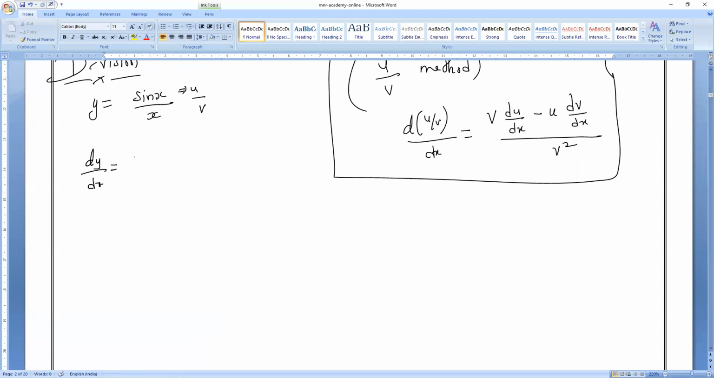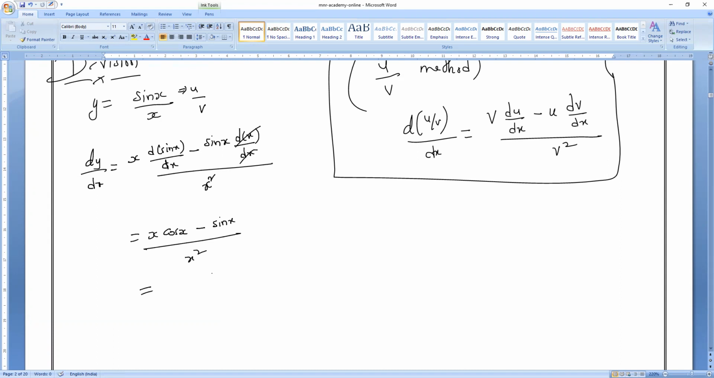Tell me now what will come. x d of sin x divided by x dx minus sin x d of x divided by dx, all divided by v square, so x squared. Differentiation of sin x is cos x, minus sin x into dx by dx, cancel, sin x divided by x square.